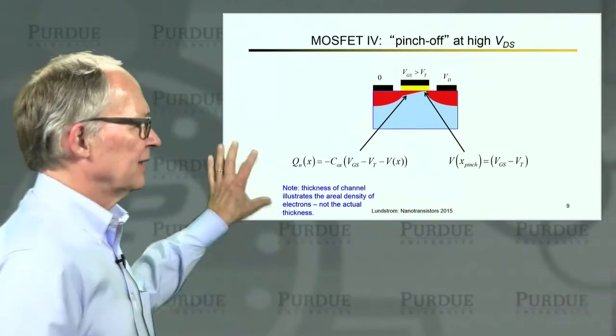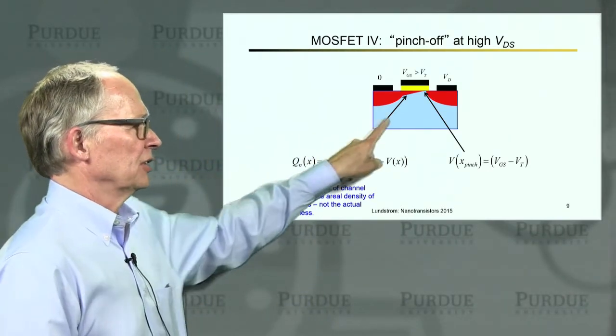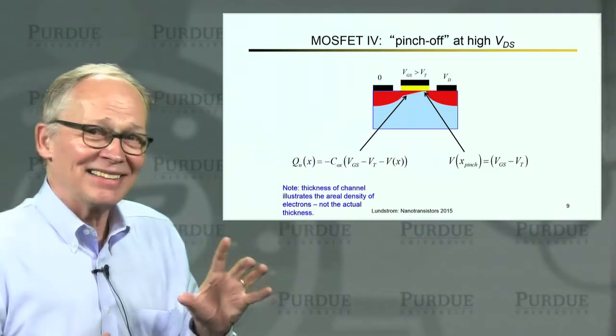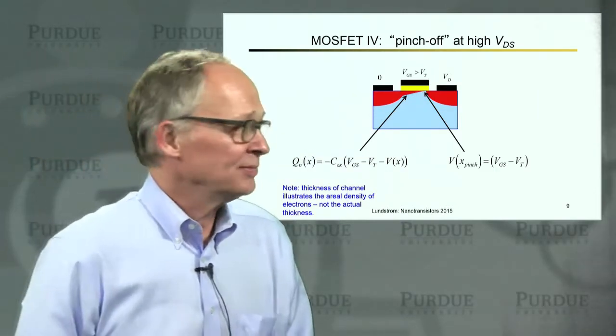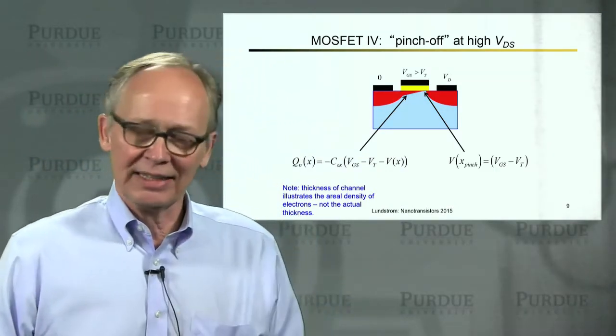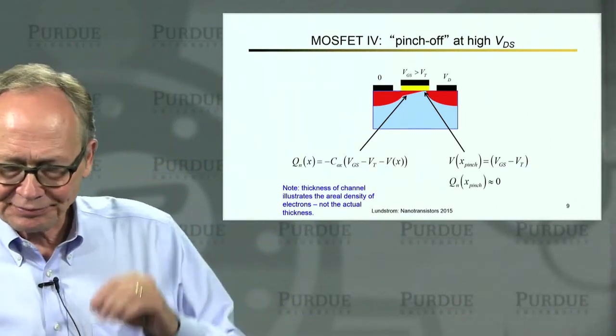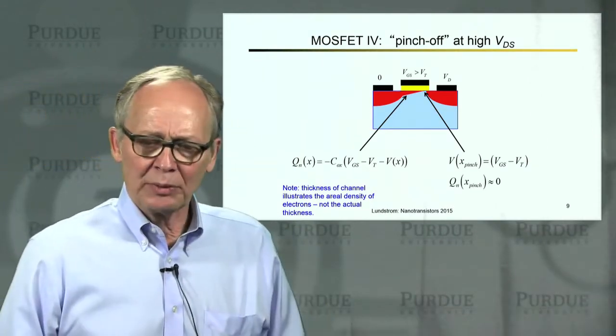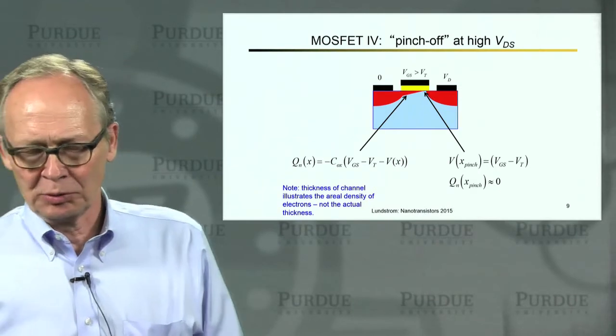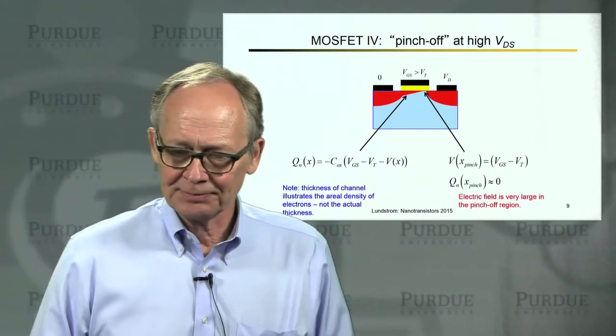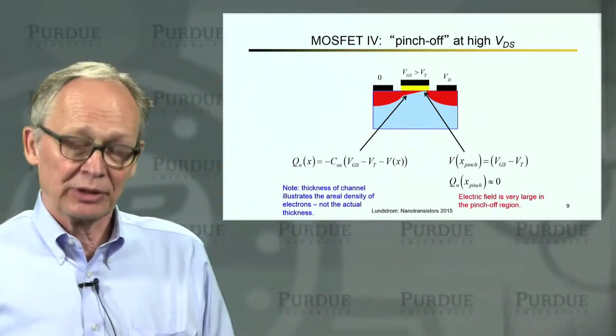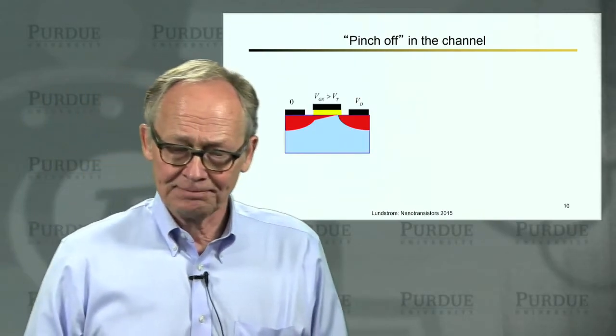But you can kind of see that this relation is going to say that the charge is going to go to 0. Can't be exactly 0. It's going to be close to 0. But it's going to be moving very fast, so it'll carry the same current. Okay, so that's what we call the pinch-off point, where the mobile charge goes to approximately 0. And when that happens, we're going to get a very large electric field there.